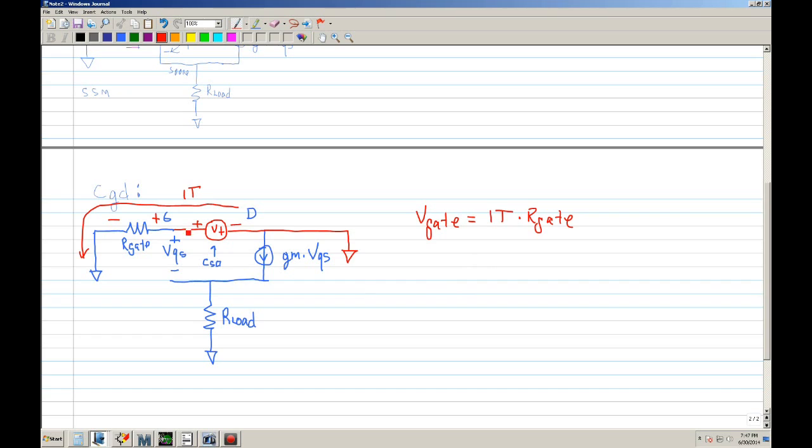Now if you notice, since this side is grounded and the positive, the VT, is connected to G, you can say that VT is equal to V gate, which is equal to IT times R gate. So we can rewrite it like so.